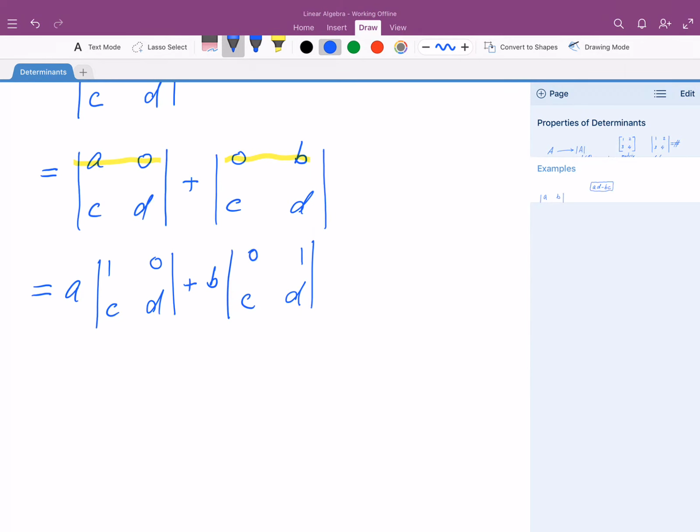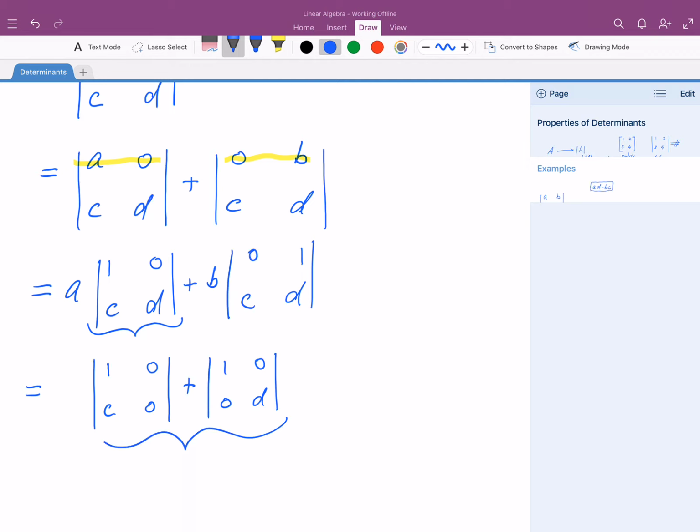Now I'm going to use linearity again, but this time I'm going to keep the first row unchanged. So for the first matrix, I'm just going to focus on this determinant. 1, 0 plus 1, 0. There we are. So that row is not changing. The CD is going to change. So I'm going to put C0 and 0D.